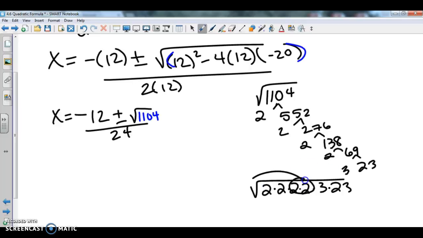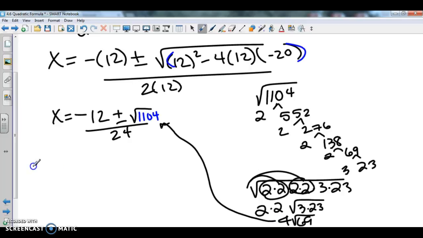So I've got 4 2s, a 3, and a 23. So I have a pair of 2s, that's going to come out, I'm going to write it once. I'm going to have a 2 times a 2 with a 3 and a 23 left over. So that's going to be 4 square root 69. That's going to go back in place for that square root because I just simplified it. So I have x equals negative 12 plus or minus 4 square root 69 all over 24.